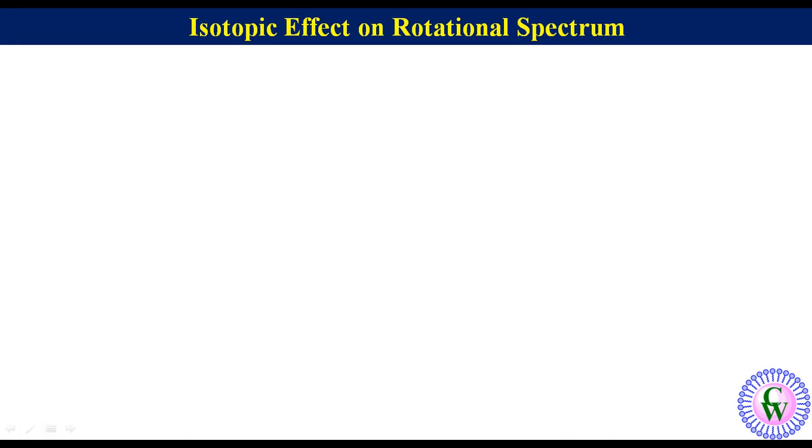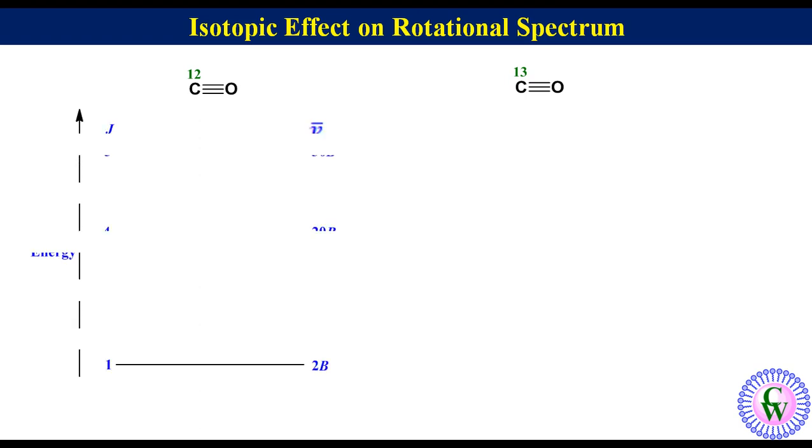Let's take the example of two molecules of carbon monoxide, one with carbon 12 and other with carbon 13. In the previous lecture, we have learned how to draw the rotational energy levels of a rigid diatomic molecule. So we can draw the rotational energy levels of carbon monoxide with carbon 12 like this.